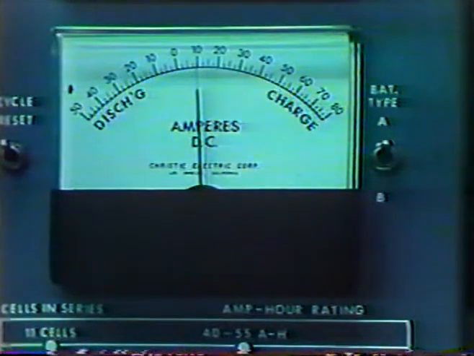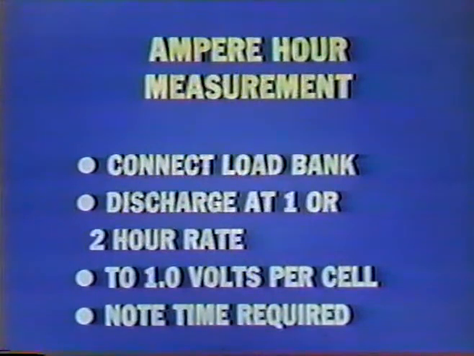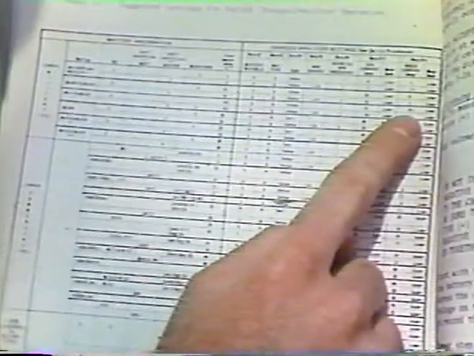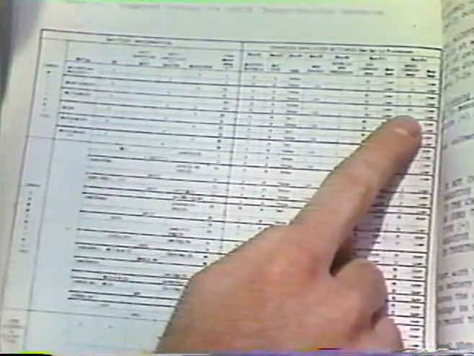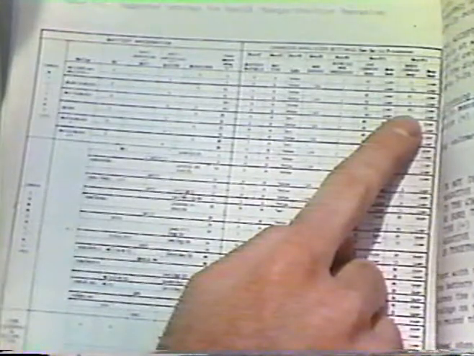To accurately determine the true state of charge of a NiCad battery, a measure of its ampere-hour capacity must be taken. Connect the battery across a load bank and discharge it at its 1 or 2 hour rate until an average of 1.0 volts per cell is reached. Note the time. If this discharge time is less than 70% of the time specified by the manufacturer, there is indication that the capacity of the battery has been decreased and a further discharge or equalization is required.